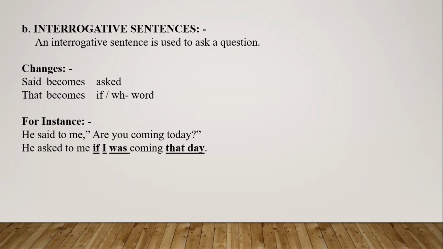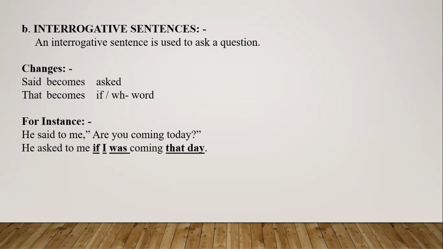So let's have an example. He said to me, are you coming today? First of all, we should recognize whether it is assertive or interrogative. Now you can see it is totally changed. It starts with a helping verb, that is are, and there is a question mark at the end. So we come to know that it is not assertive, it is an interrogative sentence, right? So we have to convert according to the rule that we have. So said to will be converted into asked.